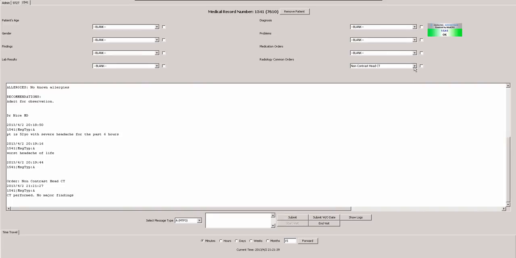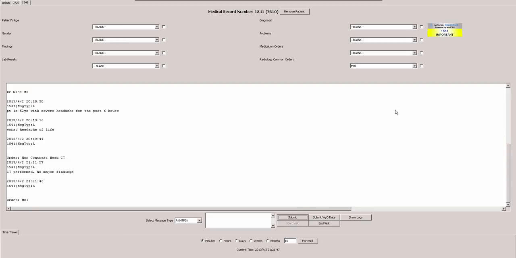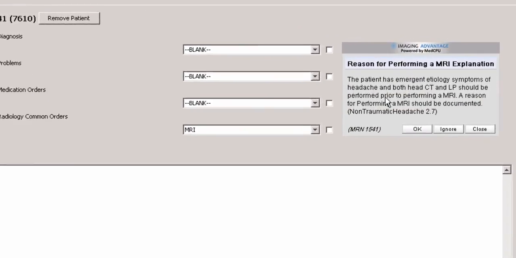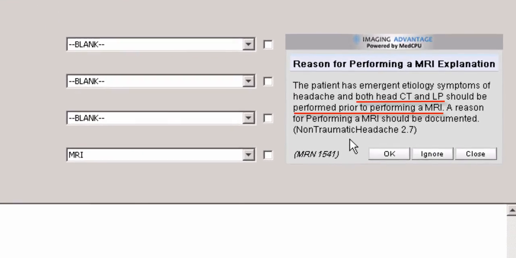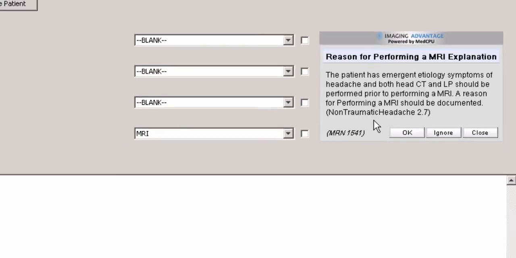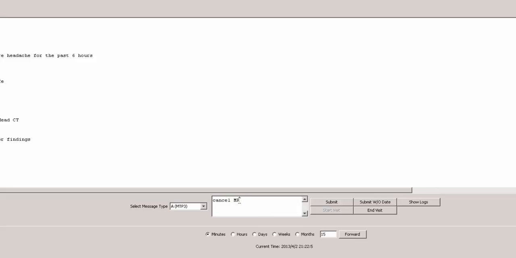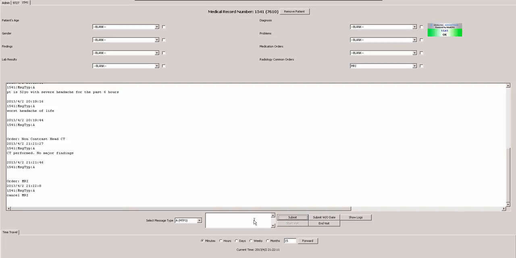Since no major findings were identified by the CT, the physician proceeds forward to ordering an MRI. But the advisor immediately starts flashing, indicating that a reason for performing an MRI is missing. Both CT and LP should be performed in this situation prior to performing an MRI. A reason for an MRI should be documented. Since indeed an LP is indicated first, the MRI is canceled and the advisor turns back to OK again.